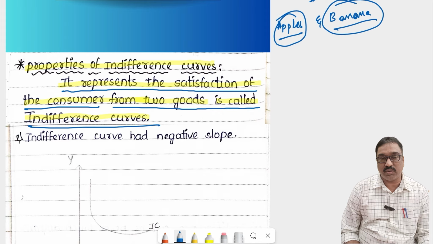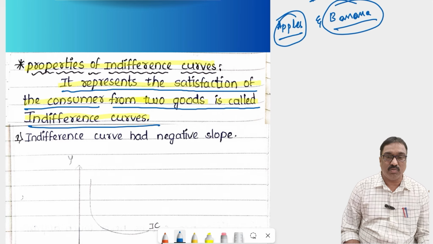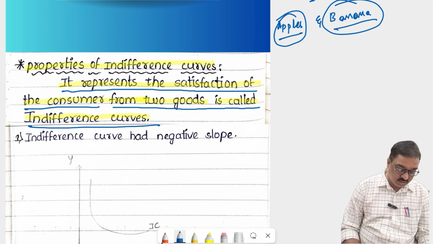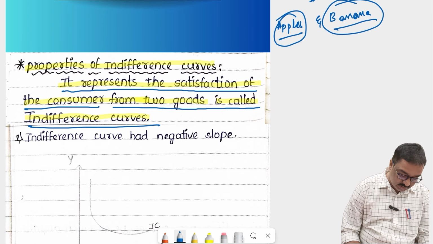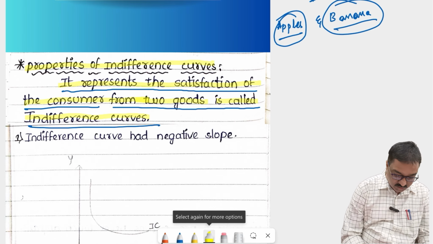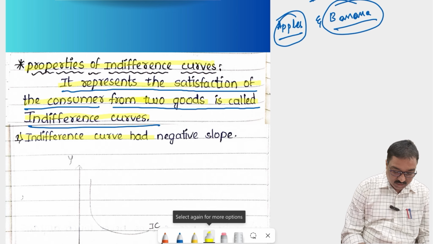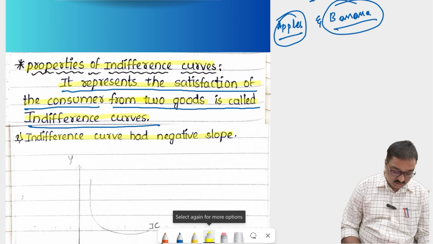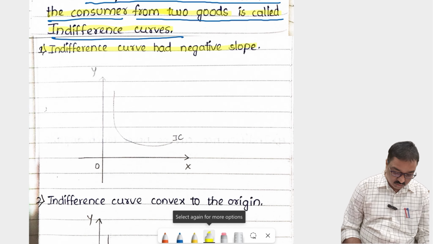So every indifference curve has some characteristics, some properties. That is also an important topic for you. What are the characteristics or properties of indifference curves? Let us discuss that. First property: indifference curves have a negative slope.